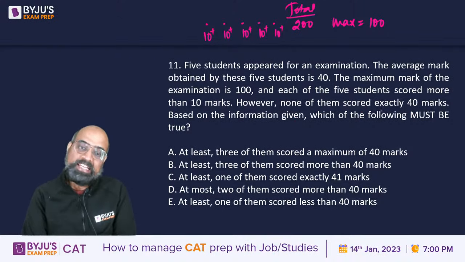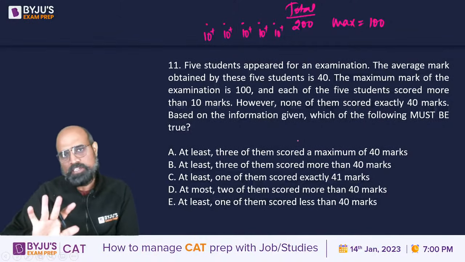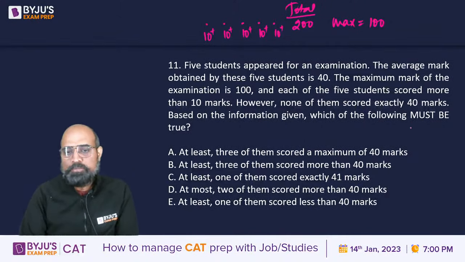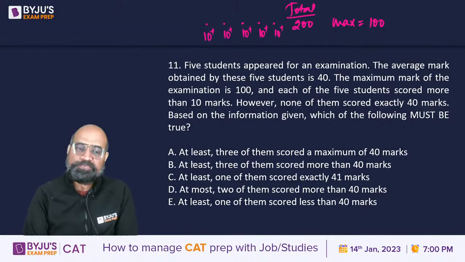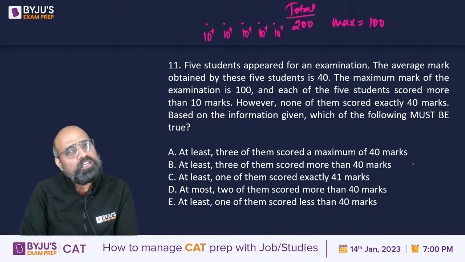However, none of them scored exactly 40. So somebody scored 39 maybe and somebody scored 41. But nobody will get 40. Based on the information given, which of the following must be true? At least 3 of them scored a maximum of 40 marks. It can be. It can be. We can't say it's definitely sure unless and until we do something about it.